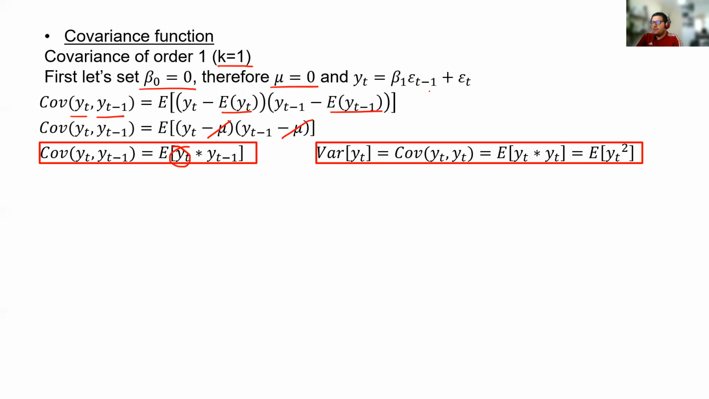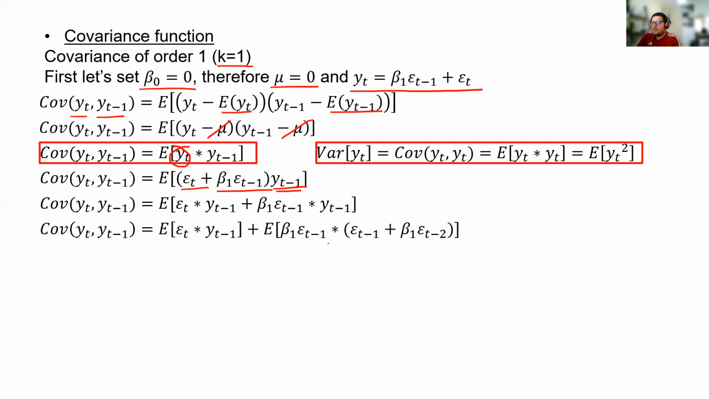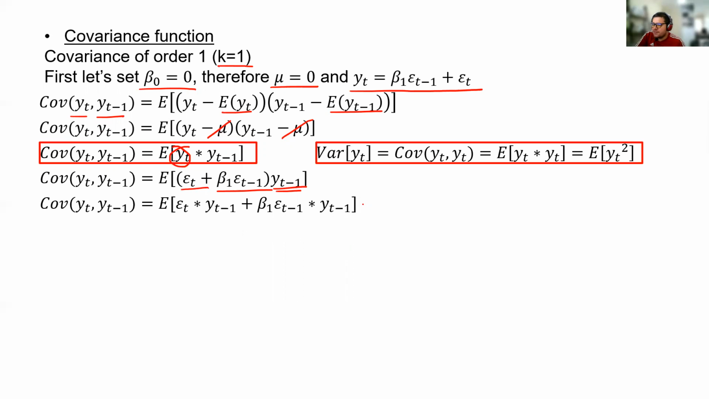We know that yt will be this, right? So we're expanding. Now we multiply. So et times yt minus 1 plus beta 1 et minus 1 times yt minus 1. Okay, I'm going to stop here for 1 second because I feel like it would be better if I just do an extra step here. We'll have the expected value of et times yt minus 1 plus beta 1 expected value of et minus 1 times yt minus 1, right?